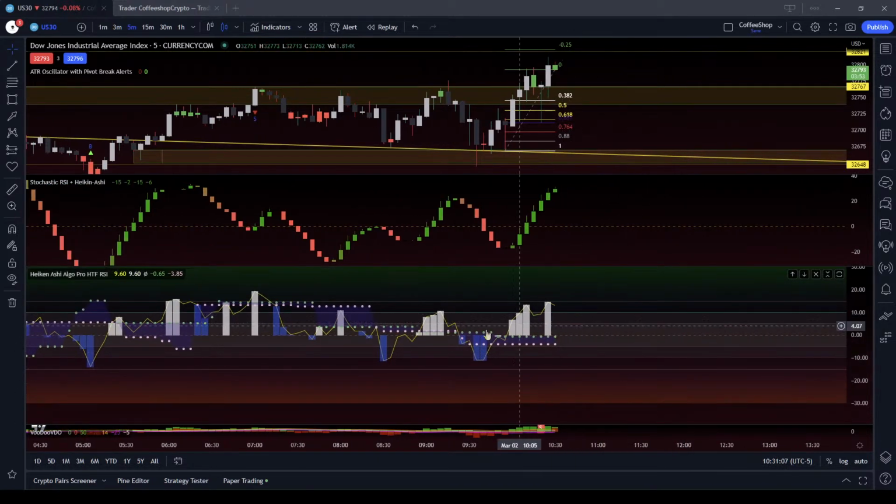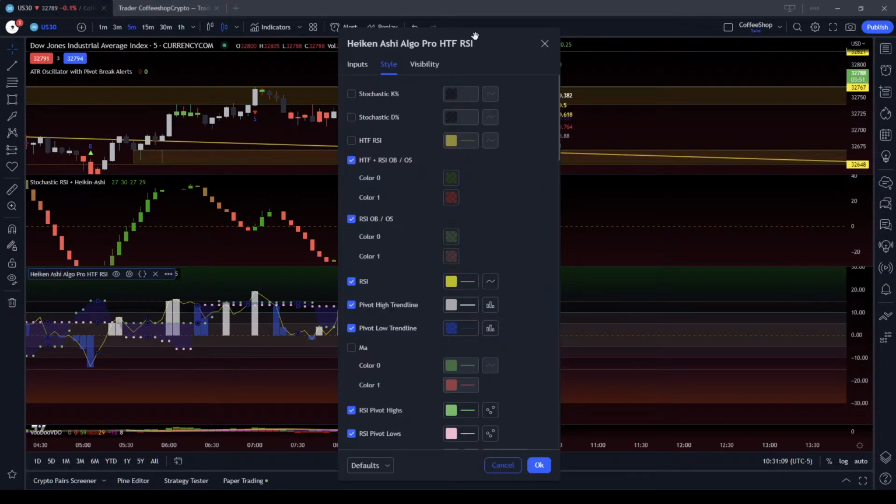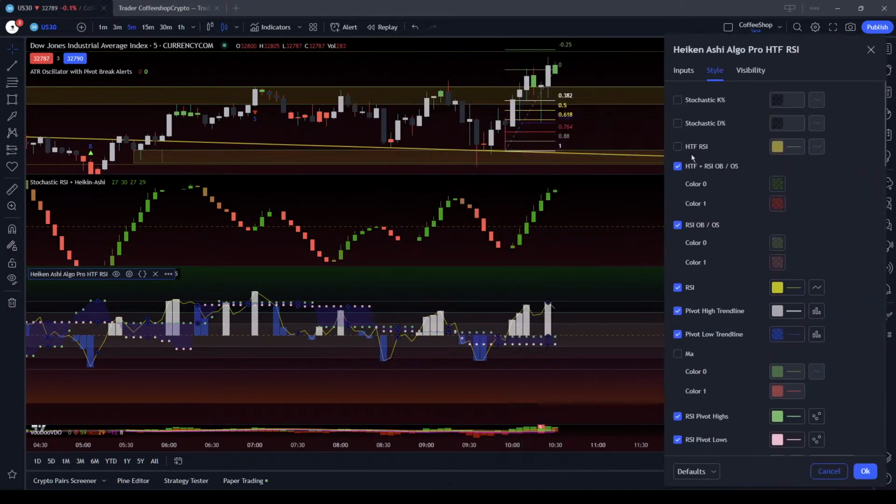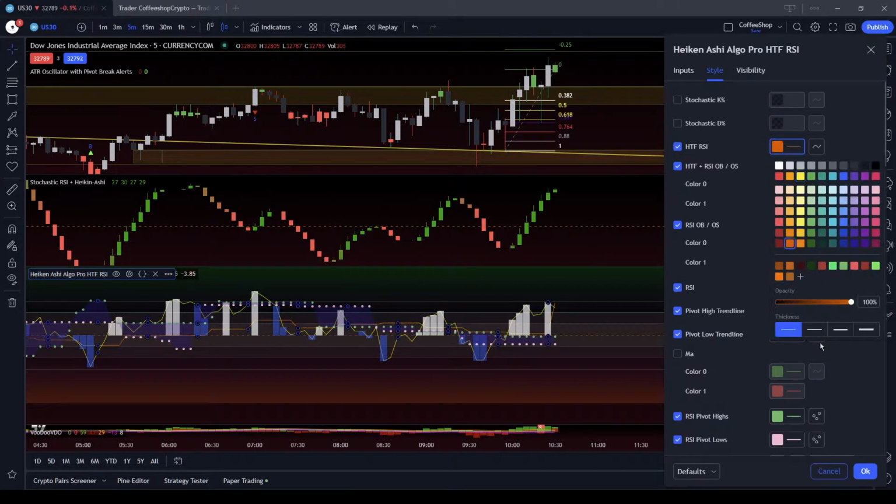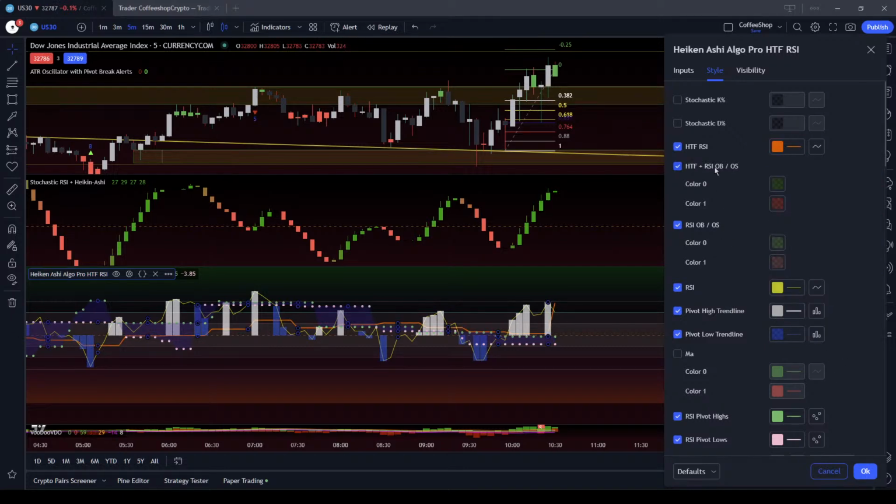Let me see if I have anything else that's not turned on in here currently that I should have. High time frame RSI is right there. I want to color this one differently. So yes, the high time frame RSI, really cool tool. You get your high time frame RSI turned on and the overbought, oversold for just the high time frame.